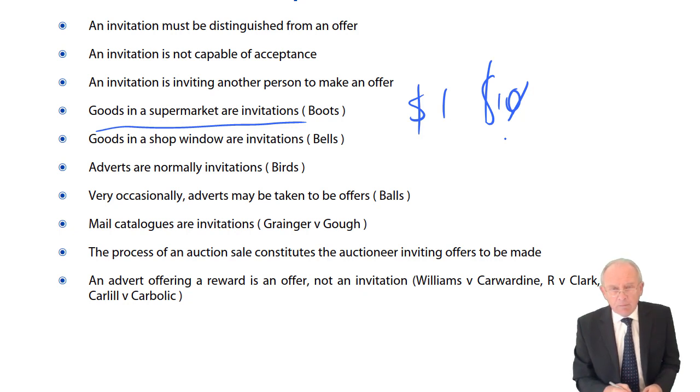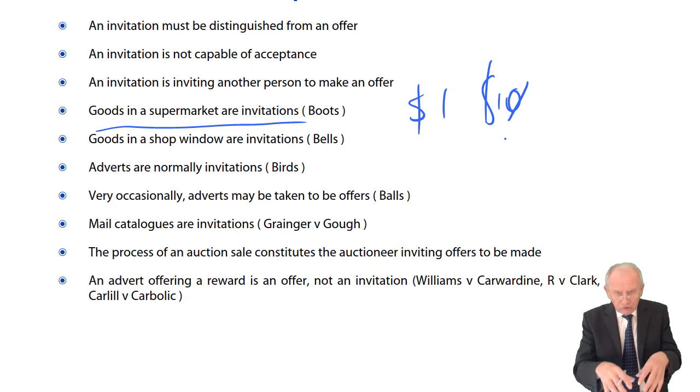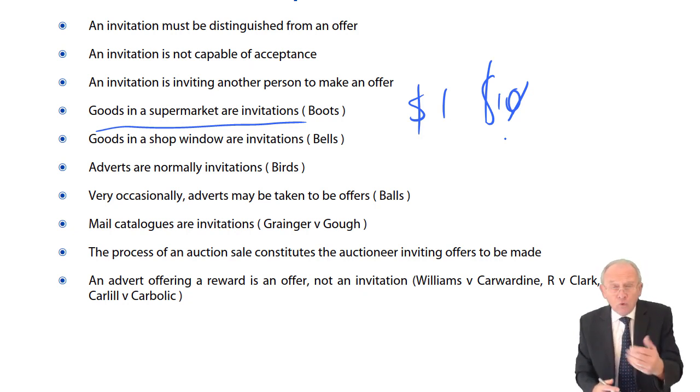You're offering to buy. You putting these goods there in front of the person, checking them out, scanning them through the scanner, you are making the offer. And the supermarket is in the position of accepting your offer. And you are offering to pay $1. And the supermarket is saying, no, we're not accepting that. We want $10 for our washing powder. Remember, and it may prove valuable to you so you don't embarrass yourself in future, that goods on a supermarket shelf are invitations. They're not offers.